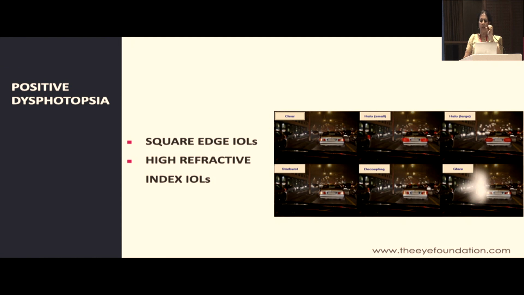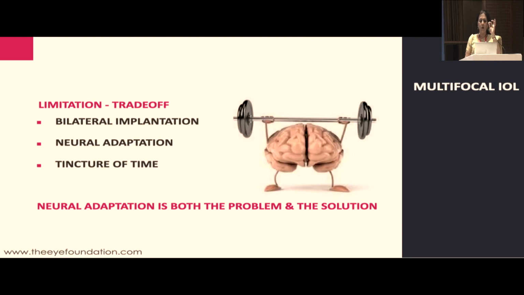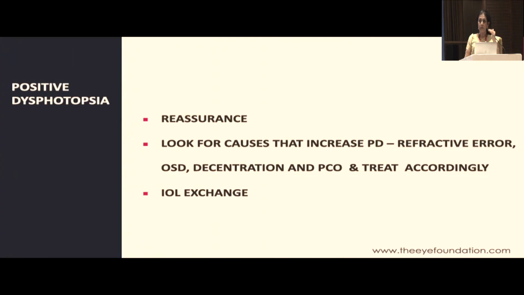Positive dysphotopsia is glare, halos, scattering of light. This is because of the newer square-edge lenses and the high refractive index lenses which have come. Why do you have high refractive index lenses? Because we want those lenses to be thin, and those can cause positive dysphotopsia. Invariably, they settle down, but even assuming it's positive dysphotopsia, the last option is an IOL exchange.